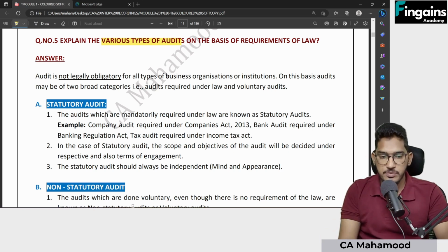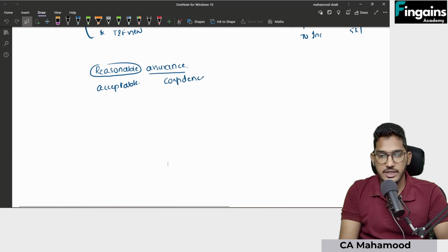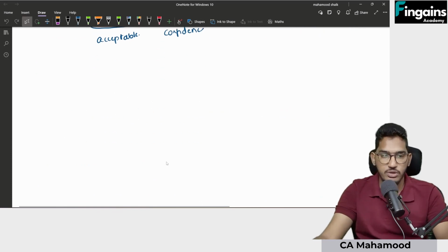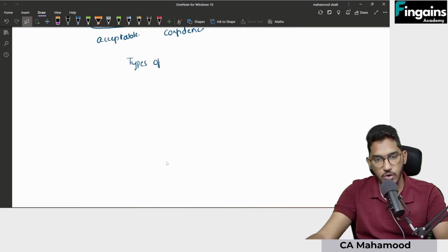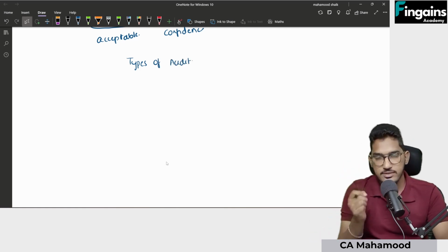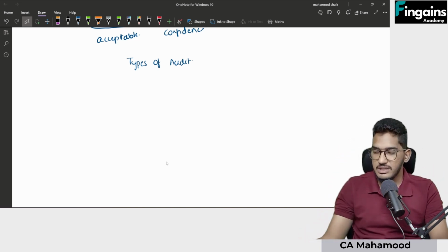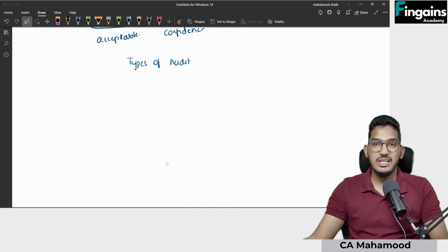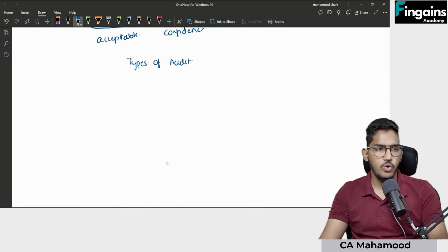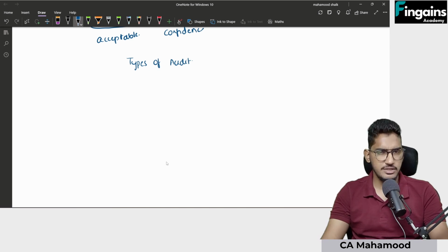So an important concept we are going to discuss now, which is related to various types of audit on the basis of requirements of law. Before I take up this discussion, I would like to ask one simple question to each and every one of you. Do you think audit is legally mandatory? Is it legally obligatory to undergo audit for all organizations? Does each and every organization mandatorily have to undergo audit?